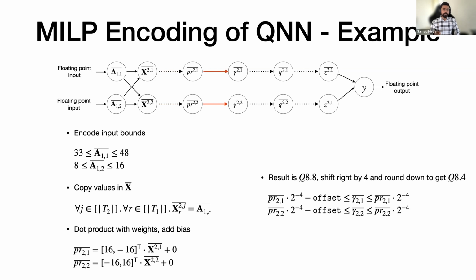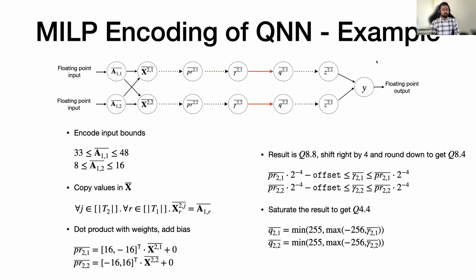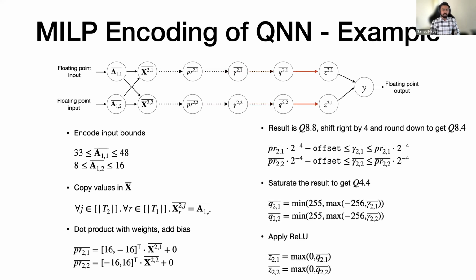And this is where the equations that I showed you in the previous slide are going to be used to round the number down. So as you can see, I have used the two equations shown in the previous slide along with multiplication by 2 to the negative 4, which will shift the number to the right by 4 and then round it down. Next up, we are just going to saturate the number between the bounds for a Q4.4 value. And finally, we are going to apply the activation function. In this case, it is PReLU.